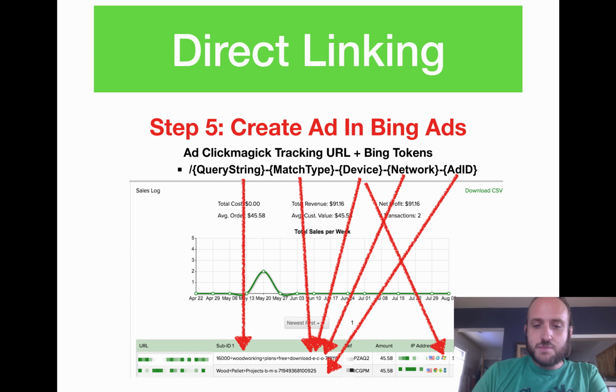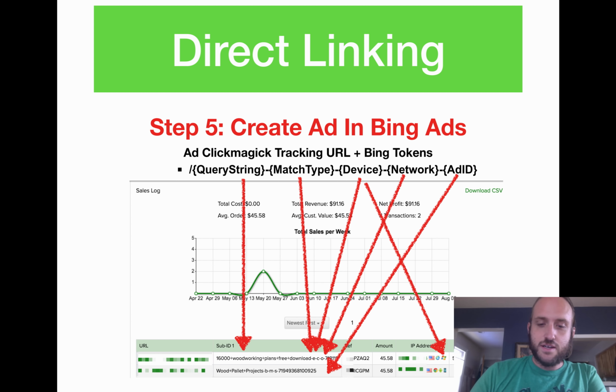The match type is going to tell you whether it was an exact match, a phrase match, or a broad match. You can see that little E where it says 16,000 woodworking plans free download -E. That means it was an exact match. And the one below it, wood pallet products dash B, that means it was a broad match. So again, you have to understand how Bing works to know what that all means, but very, very important.